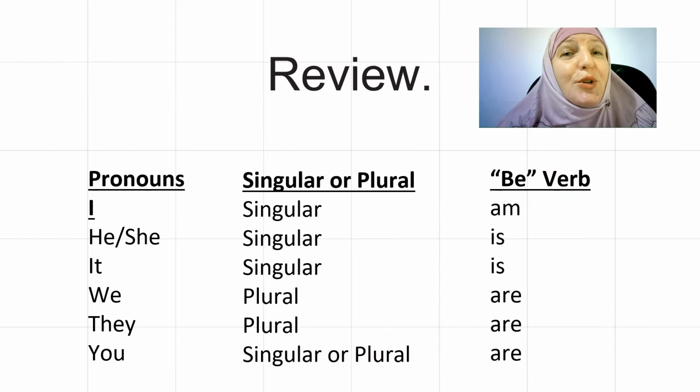Let's review. Do you remember the pronouns? I, he, she, it, we, they, and you. The pronouns are either singular or plural. I am 1 person, so I am singular. He is 1 person, so he is singular. She is 1 person, so she is singular. It is 1 thing, so it is singular. We, you and I, are 2 people, so we are plural. They are 2 or more people, so they are plural.